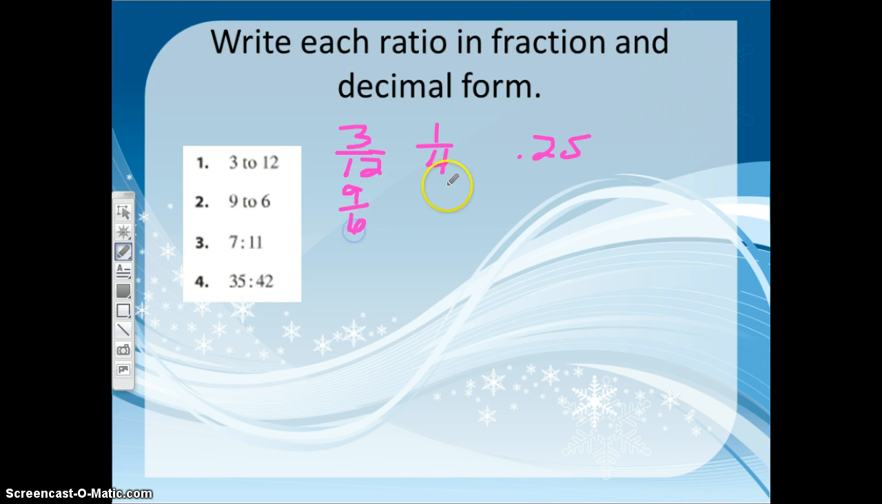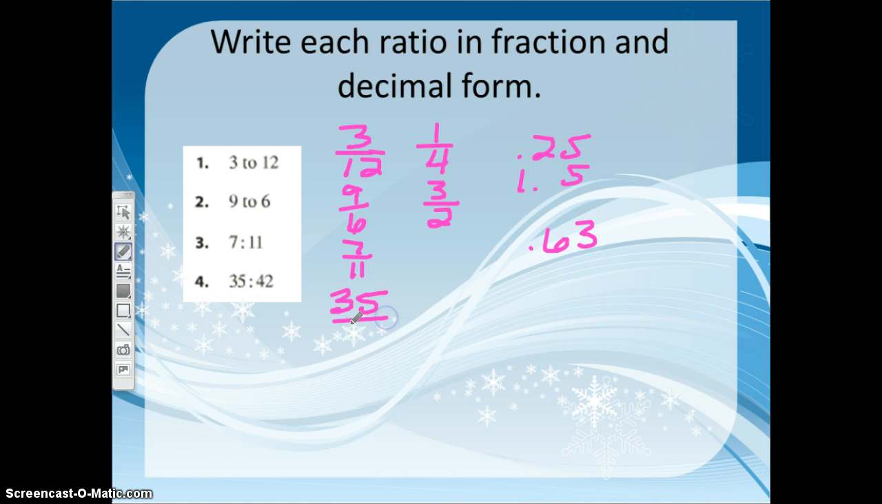9-6, and again that can be simplified, and if you punch it in your calculator, 3 divided by 2 gives you 1.5. 7-11. That one cannot be simplified anymore. It's as simple as it gets. And if we push into our calculator, 7 divided by 11, we get 0.63.